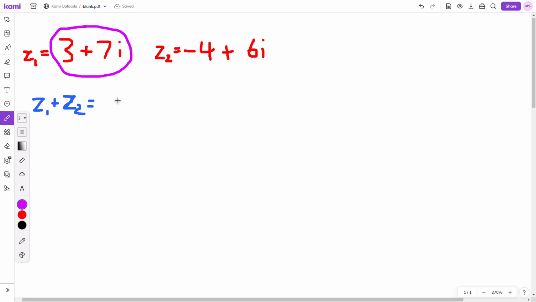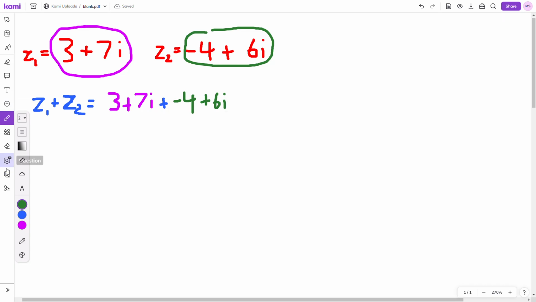If I say this is Z sub 1, then this would be 3 plus 7i. And we're going to add this, so we're going to do a little plus. And then we're going to have Z sub 2, and that's going to be minus 4 plus 6i. Well, I was going to do a different color. I forgot. Let's make it green. Minus 4 plus 6i. And we're going to work that out.